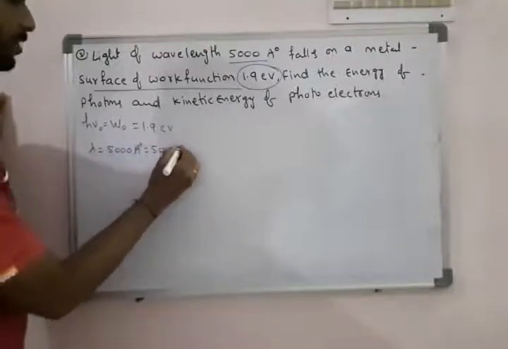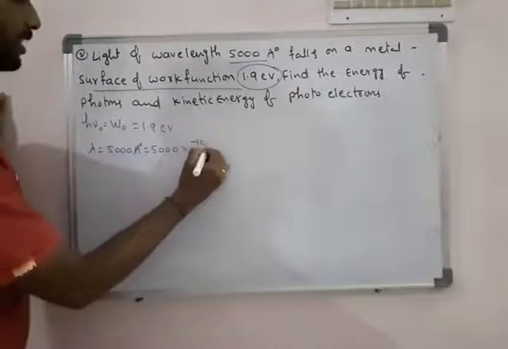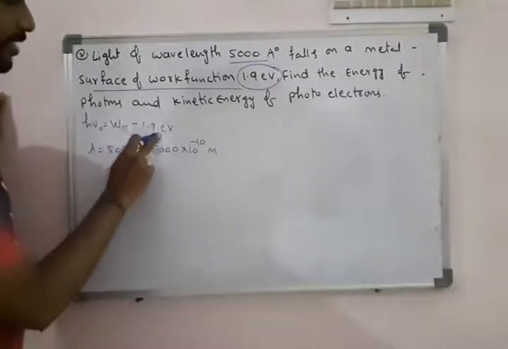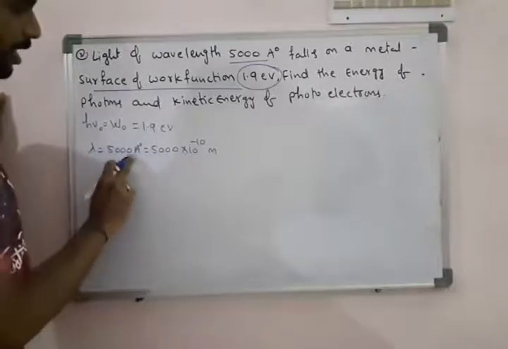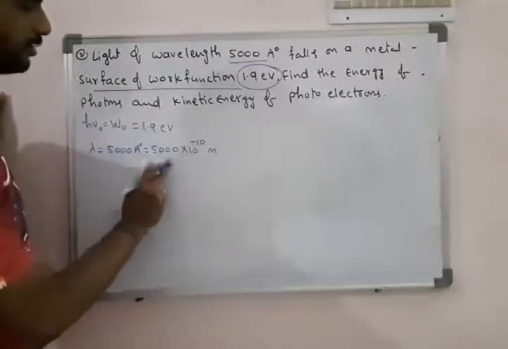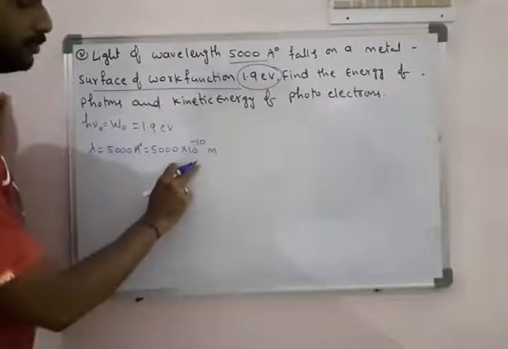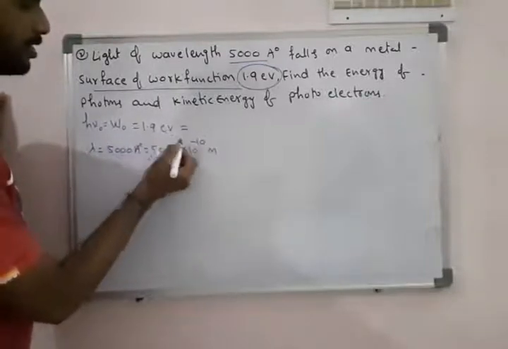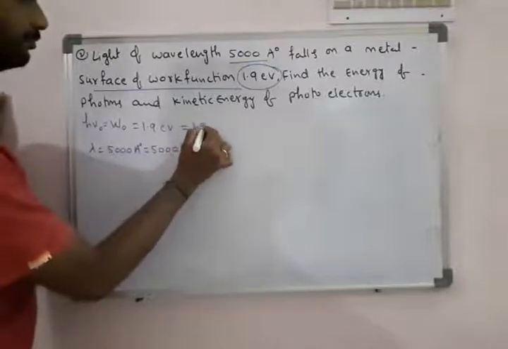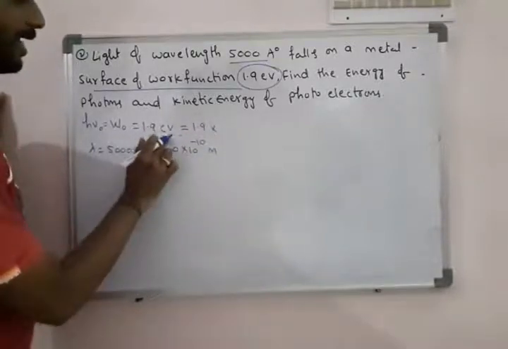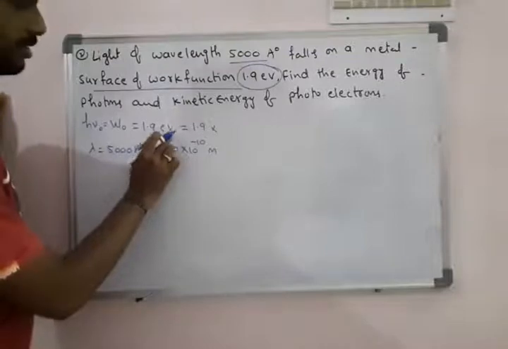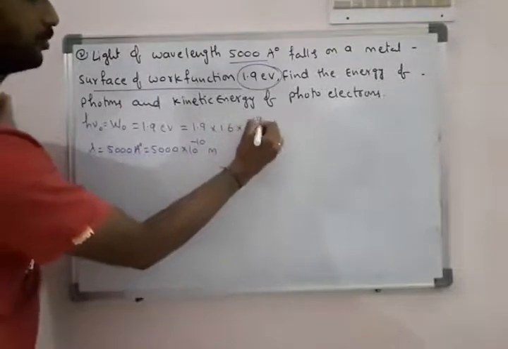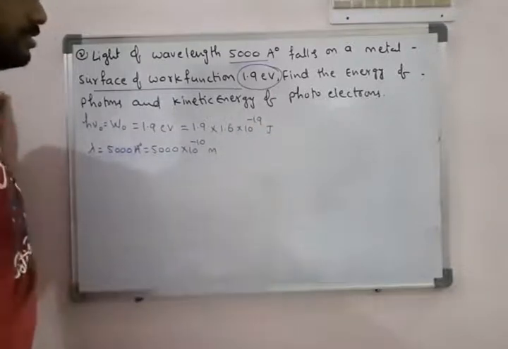That means 5000 into 10 to the power of minus 10 meters. So we never do the calculation in angstroms, and even in electron volts. Here we transfer angstroms into meters. We also convert the electron volts into joules. So 1.9 electron volts means how many joules? 1 electron volt equals 1.6 into 10 to the power of minus 19 joules.